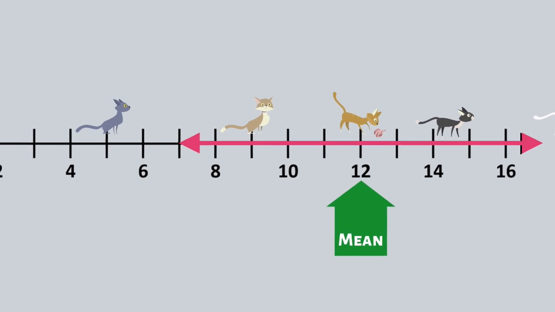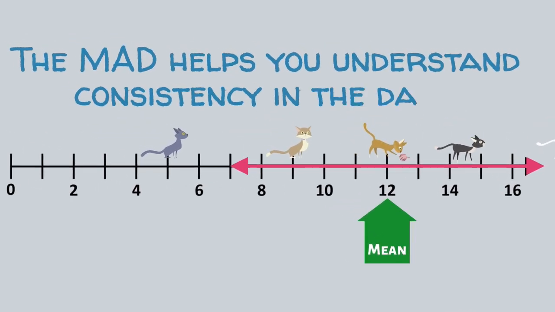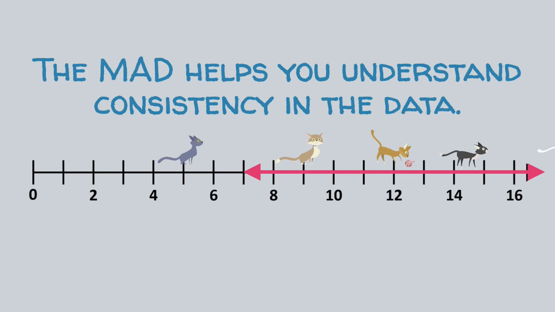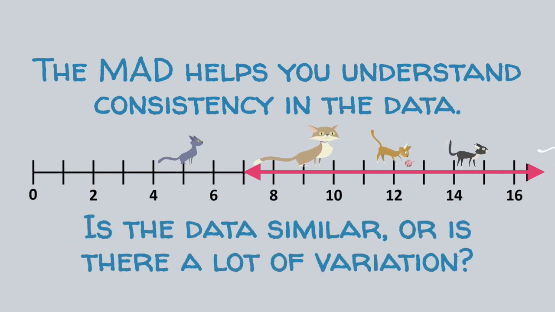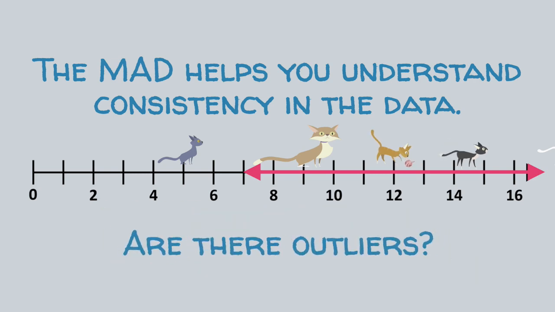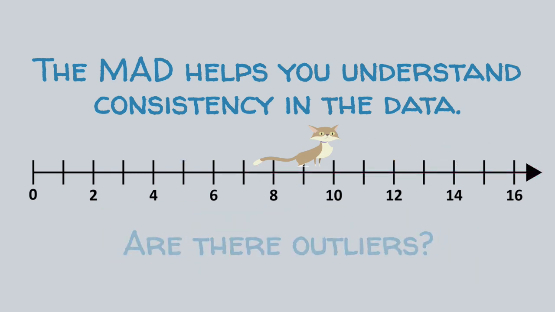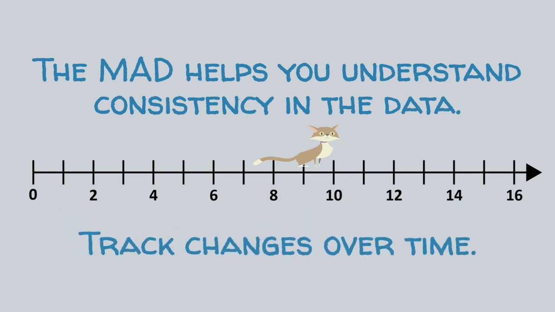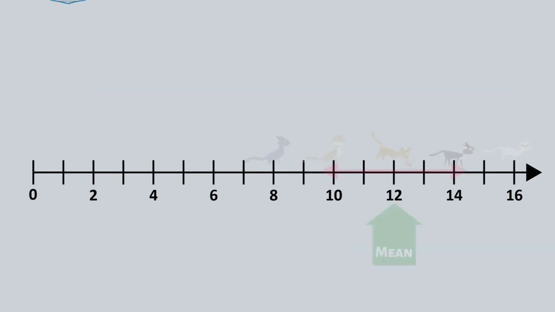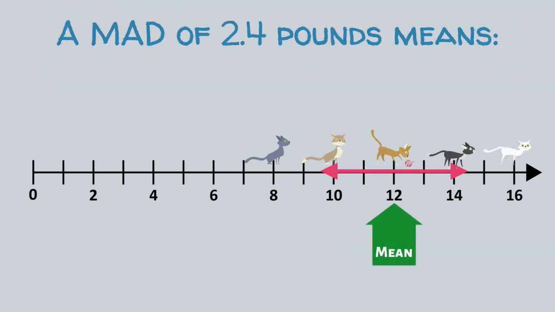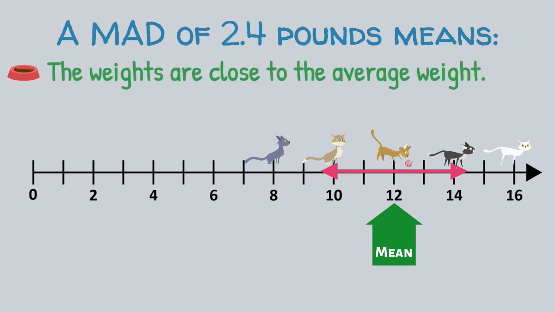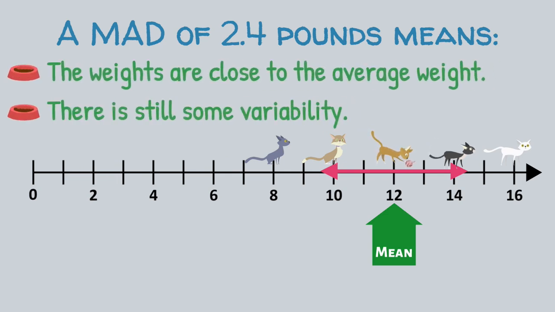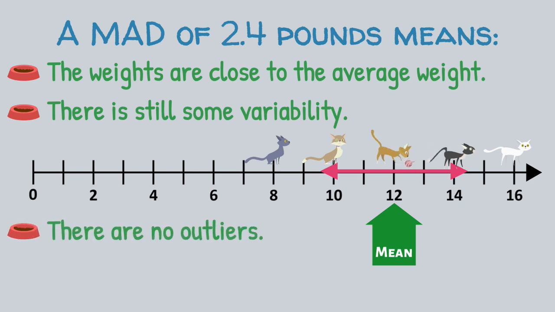In practical terms, knowing the MAD helps you understand the consistency of the data. You might want to know this value to understand if the cats are maintaining a consistent weight as a group. Additionally, the MAD can help you understand if some cats are significantly under or overweight. Using mean absolute deviation, you could also track a cat's weight over time. A low MAD would indicate that the cat's weight stayed consistent. The MAD of 2 4/10 pounds in our example indicates that the weights of the cats are reasonably close to the average weight, but there is still some variability. Most likely, there are no cats that are significantly under or overweight when compared to the others.